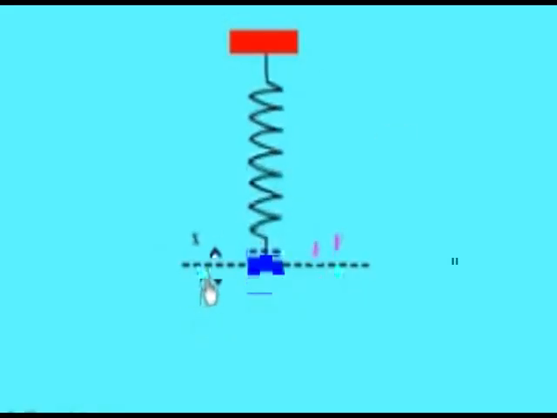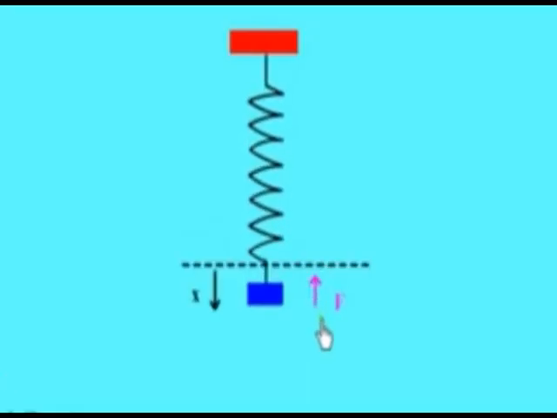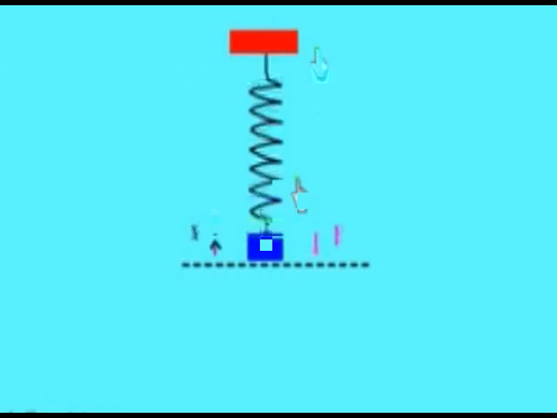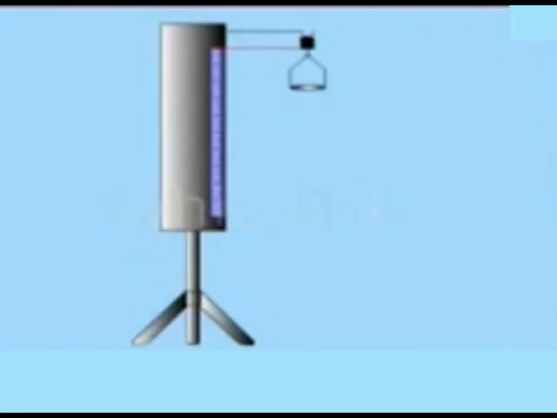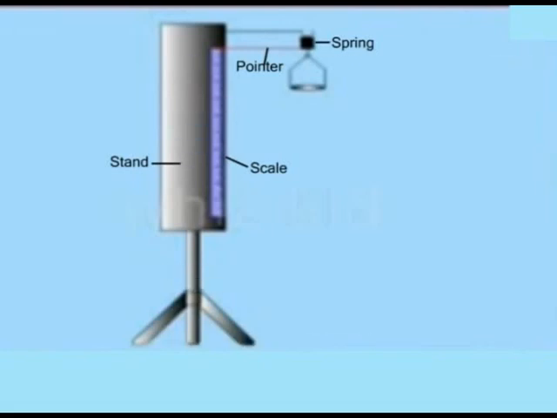To demonstrate the properties of a spring, I've got a spring with a pointer attached to it. Now my arrangement appears on your screen, with the position of the pointer when the spring is not stretched or nothing is loaded. My pointer points to zero. I have a meter rule there calibrated in millimeters. Every time I add a mass, the spring will stretch and then the pointer will indicate a certain length or the stretch.